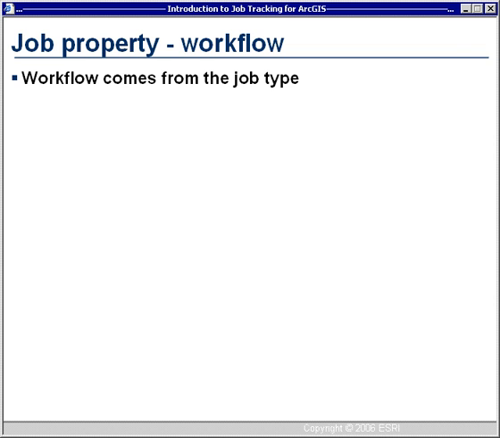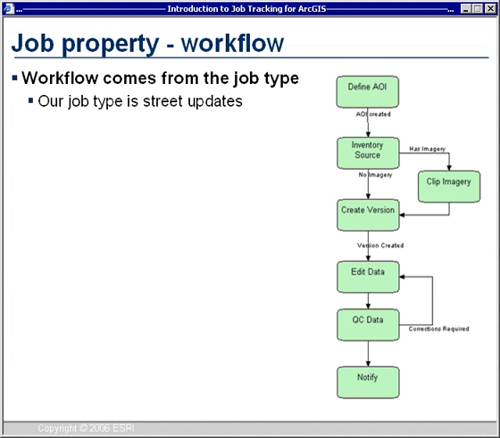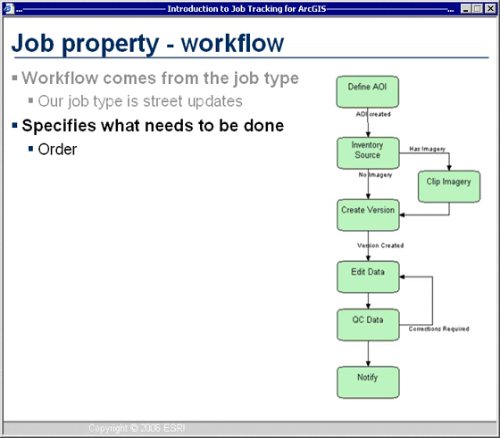The workflow is a key part of a job, and I want to take a minute to talk about it and how it can be used for tracking the status of a job. In our scenario, our job type was street updates. You can see from the workflow here that the steps have been specified for that job type. When we create our job, these are the steps that become the workflow our users will follow to successfully complete the updates. Not only does the workflow specify what needs to be done, it also dictates the order for completion.